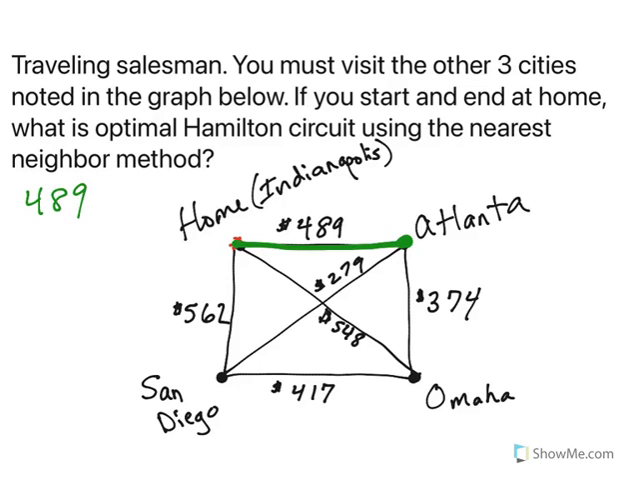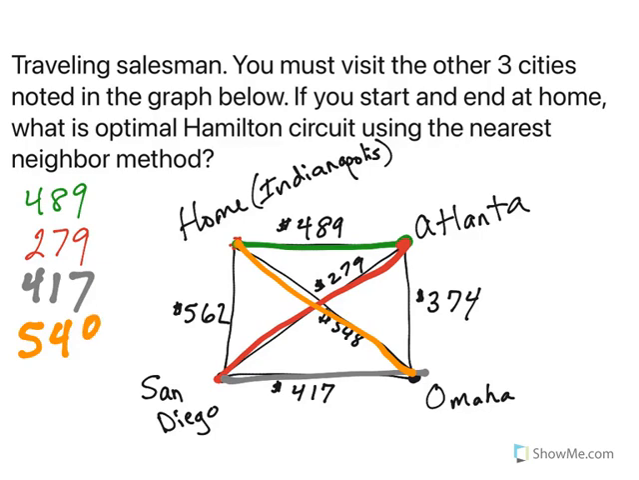Now, from Atlanta, we can still go to San Diego or Omaha. Well, the cheapest one from Atlanta is to go to San Diego. So we'll go to San Diego for a ticket price of $279. And then the only place we haven't gone yet is Omaha. So from San Diego, we go to Omaha for $417. And then last but not least, we get to go home for $548. Now, when we do that, the total cost would give us $1,733.